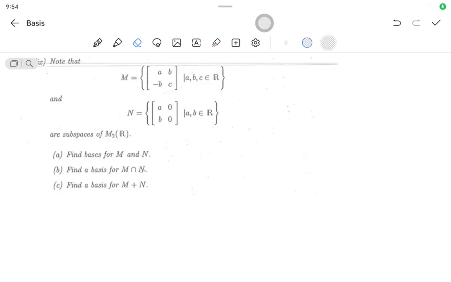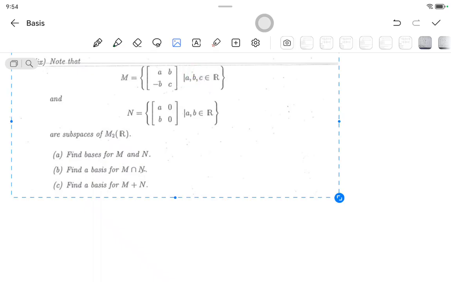Okay, so when dealing with a question like this, let's check the question we're given. They say note that M is equal to this, and also they say M is a subspace of M2R, and also N is a subspace of M2R. And they say we should find the basis for M and N.